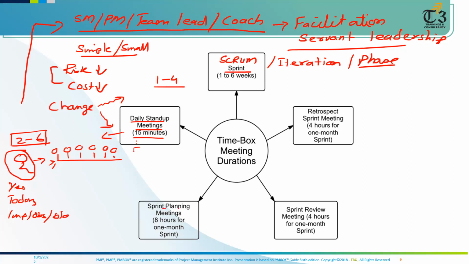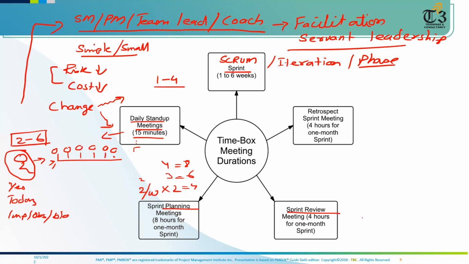Then there is the planning meeting. Before doing anything, we have a planning meeting where we will find out what work needs to be done and where we are standing and so on. It's 2 hours per week of iteration size. If an iteration size is 1 week, it will be multiplied by 2, so it will be 2 hours. If the iteration size is 2 weeks, the answer will be 4. If the iteration size is 3 weeks, the answer will be 6. If the iteration size is 4, it will be 8. So it will be multiplied by 2.